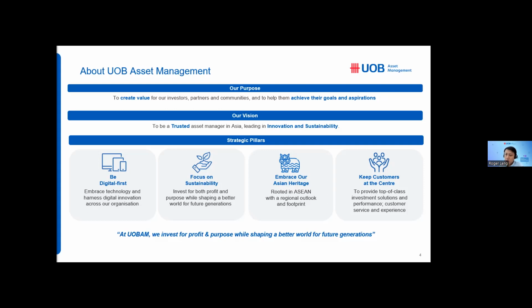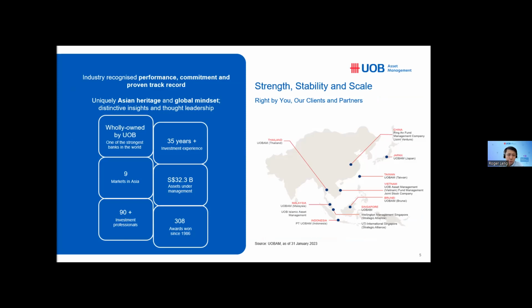So next, we will go into some of our credentials. We are industry recognized for our performance, commitment, and our proven track record. If you look at the map over there on the right, you can see that we have 9 markets in Asia. We are wholly owned by UOB Group itself, one of the strongest banks in the world. We have over 35 years of investment experience, and as of end January 2023, we have about 32.3 billion worth of assets under management as well.